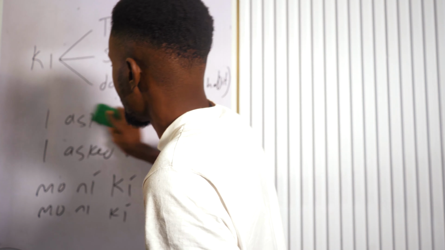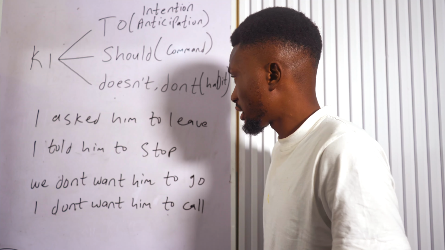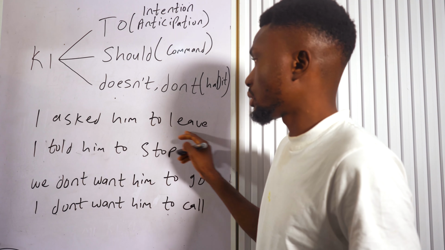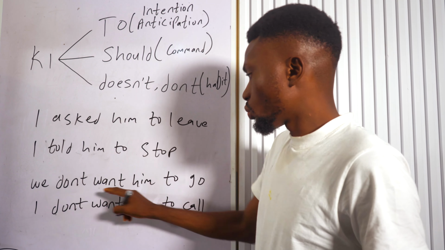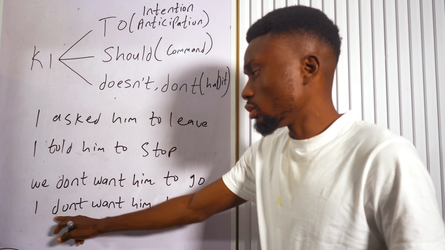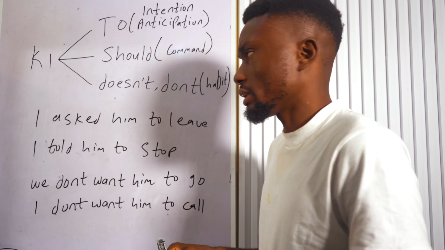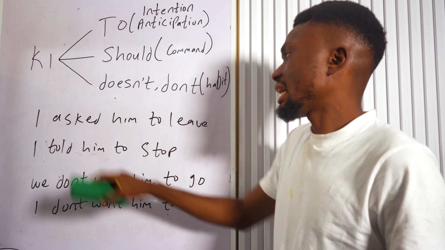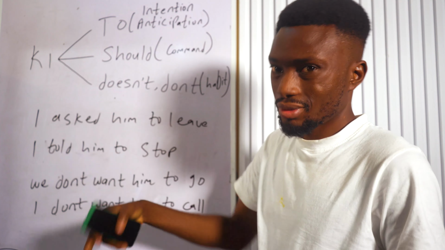So let's continue. Before going to this, I just want to do a little bit more examples so that you can understand it very well. It's a very common way of making statements. I asked him to leave. I told him to stop. We don't want him to go. I don't want him to call. I asked him, I told him, in Yoruba can be the same thing. You may not know, I asked him, I told him, it's the same thing.